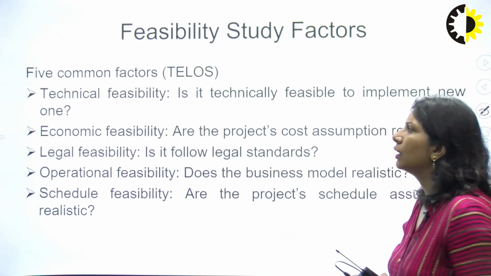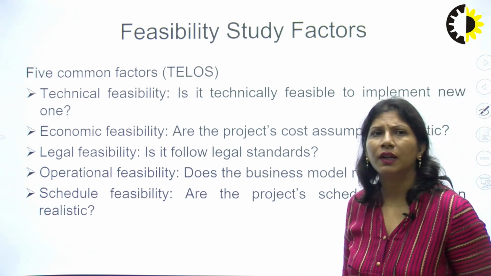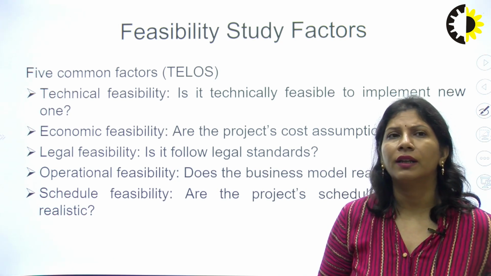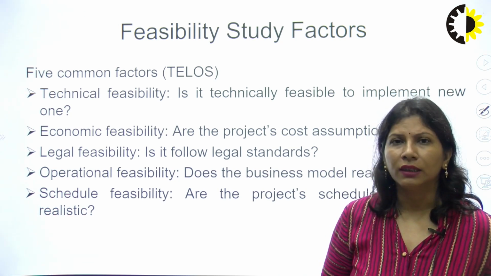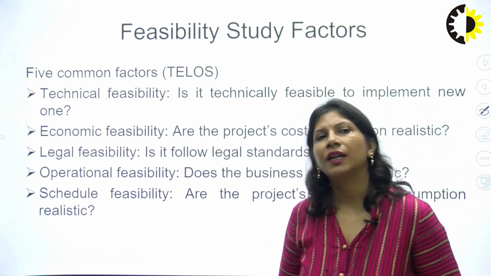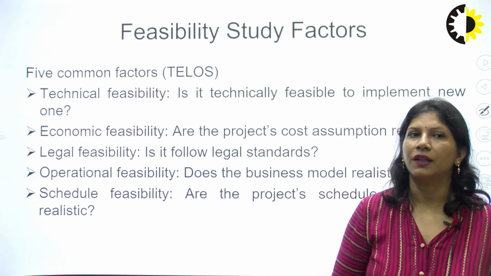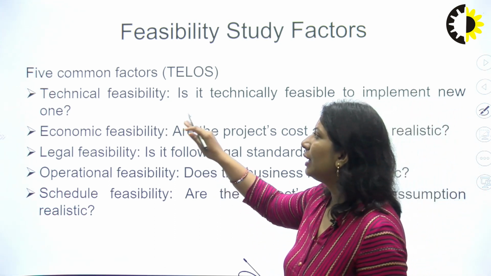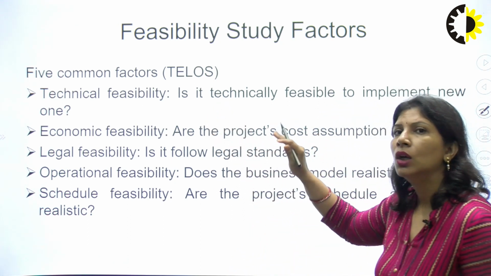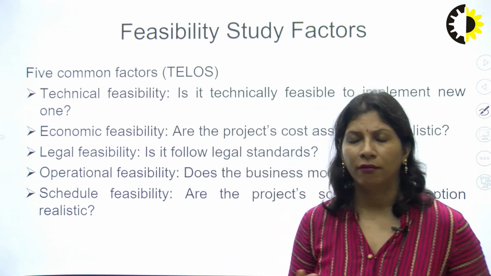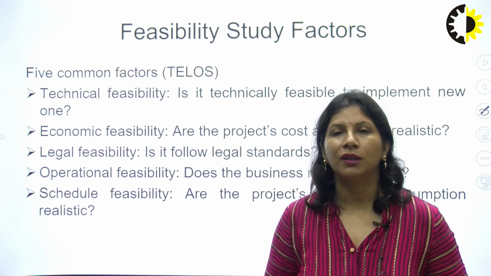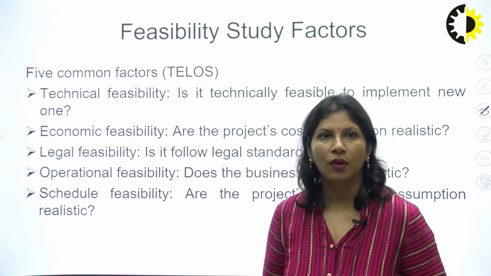There are several broad factors, five factors, into which we will divide the feasibility study factors. We call it TELOS. T stands for technical, E stands for economic, L stands for legal, O stands for operational, and S stands for schedule. T says we have to see whether it is technically feasible to implement the new one. If I am saying we have to use some new technology to make this system more feasible, more secure, is it technically possible?